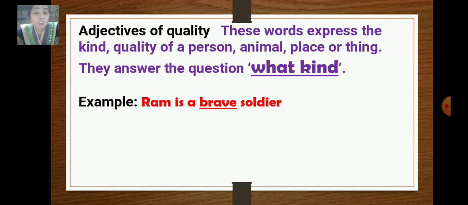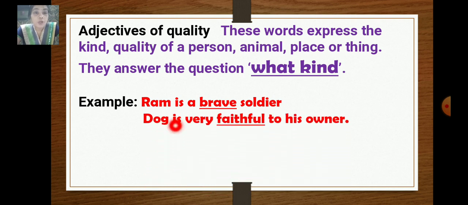Another sentence is, we should always drink clean water. So which is the adjective here? Clean. So what kind of water? Clean water. What kind of water should we drink? Clean water. So it is an adjective of quality. Dog is very faithful to his owner. So what kind? Yes, it's very faithful. What kind of animal? It's very faithful.